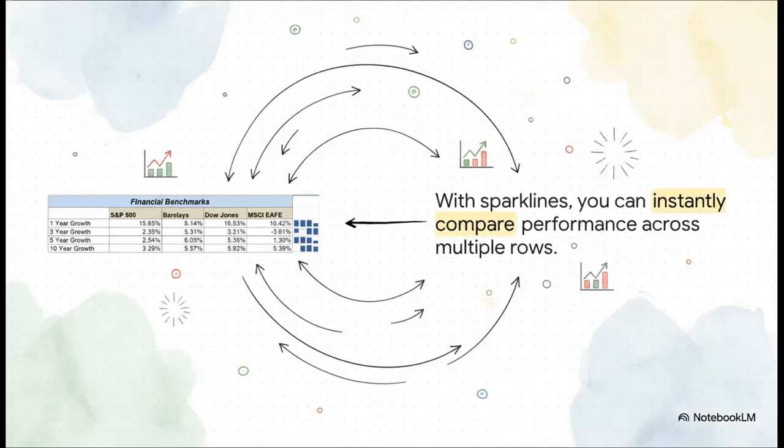And this is where the real power shines. You can just drag that little box down and create these tiny trend indicators for every single row. You're basically turning a boring old table of numbers into a high-impact dashboard. You can instantly see who's on the rise and who's taking a dip. It is such an efficient way to tell a story with your data.